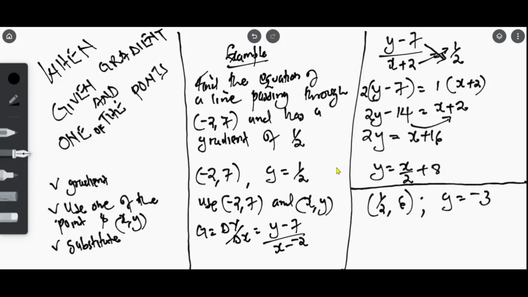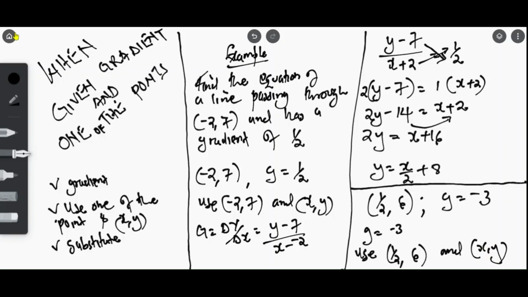Now I will follow the same steps. The first one has been done for me, so I'll say that the gradient already is negative 3. Then the second one, I use one of the points of which I've been given the only point, so I'll have a half and 6. Use x, y to find the gradient.